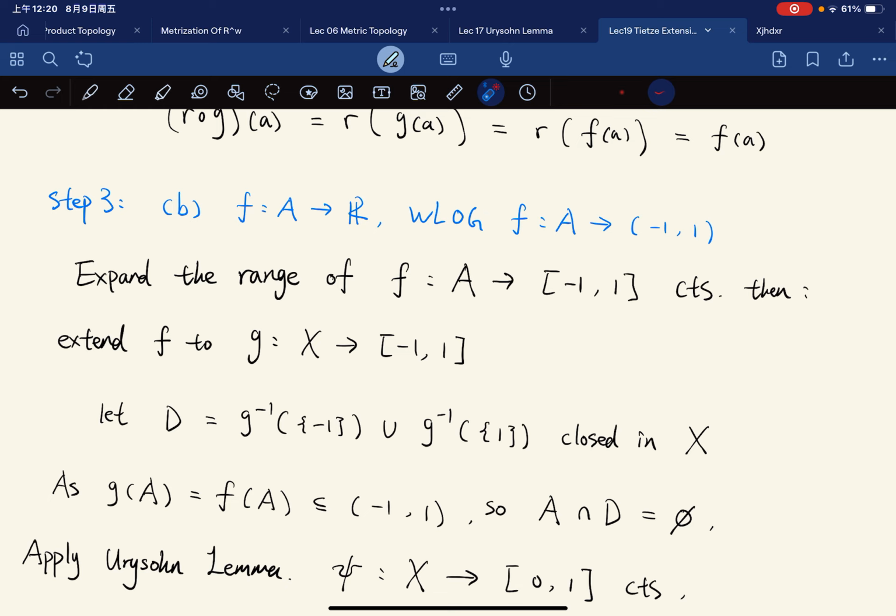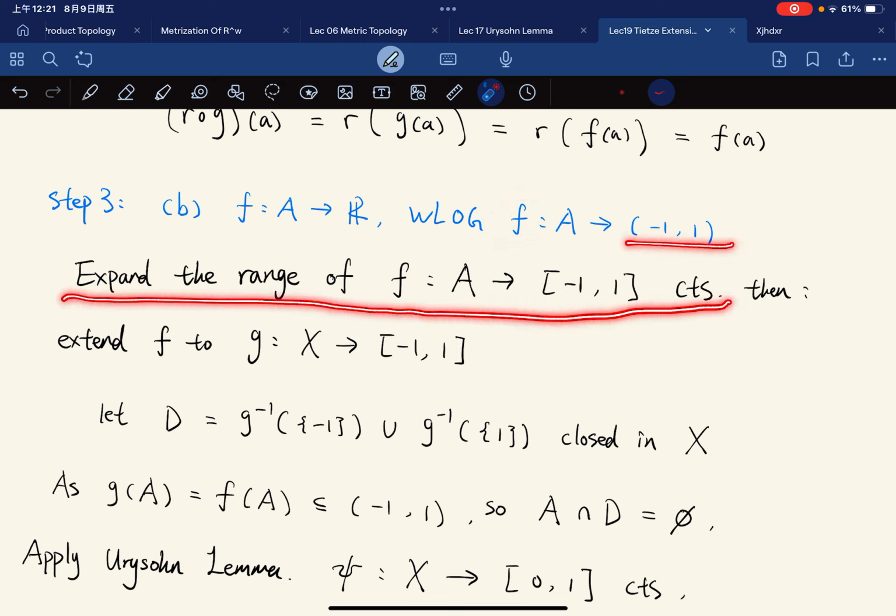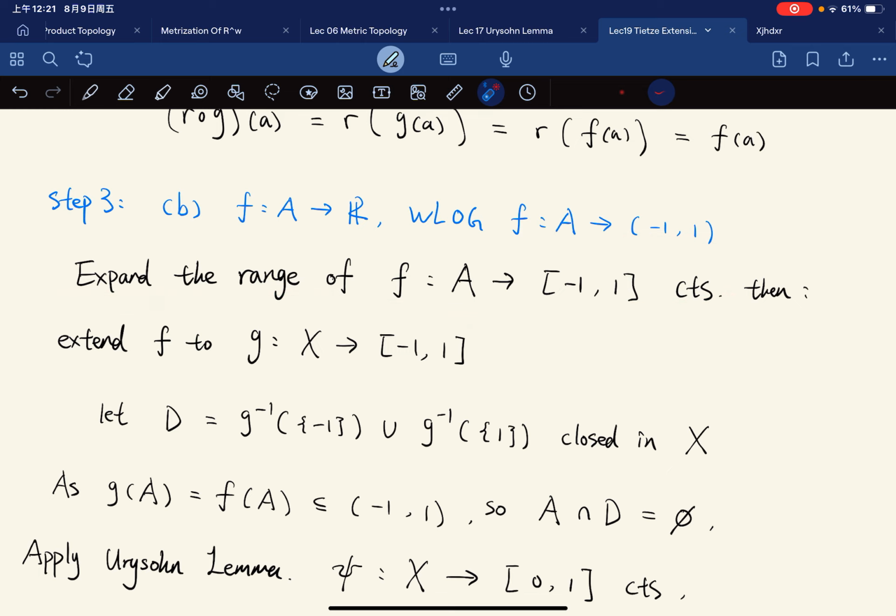By topology, because the entire space R is homeomorphic with the open interval (-1, 1). So right now, if we have f from A to the open interval, we can expand the range of f, which remains continuous. Then we can extend f to a function g. By the way, we already proved it: if this is continuous, we can extend it to g.